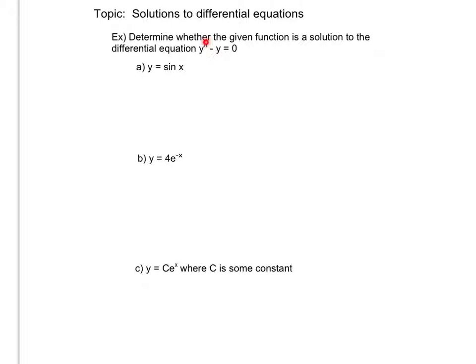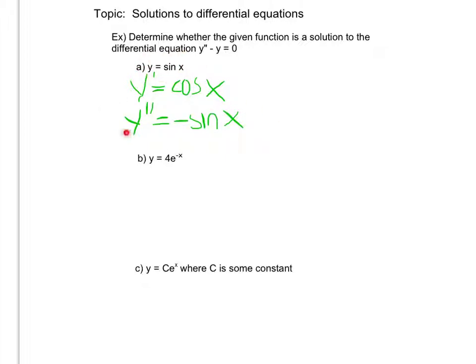y double prime, which is the second derivative of y, minus my function y equals 0. So all I'm going to do is find the parts I need. The first thing I'm going to need is y double prime. So I'm going to go ahead and say that y prime, the derivative of sine, is cosine of x. And the second derivative is negative sine x.